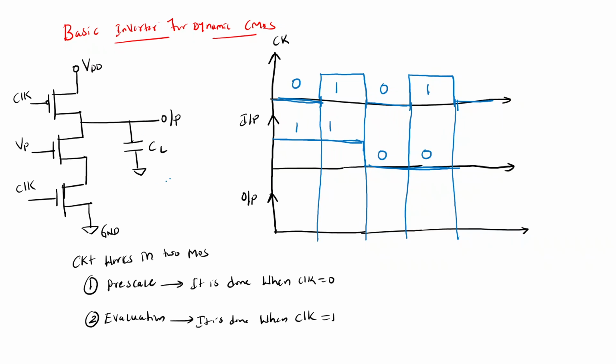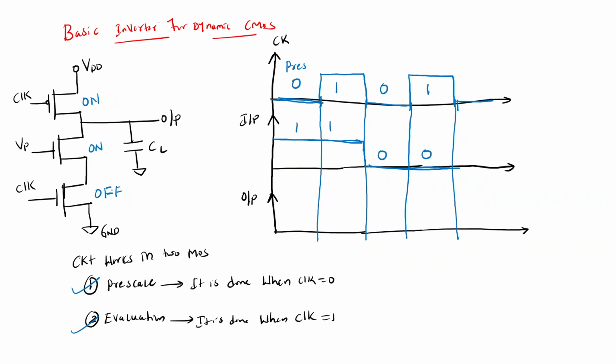Okay, so I told you two modes are there. One is precharge mode and the next one is evaluation mode. In precharge mode you will not get any output, but in evaluation mode you will get the output. So first when clock equals 0, it will operate in precharge mode. When clock equals 0, the PMOS will be on, and you are giving input as 1, so the NMOS is also on, and here clock is 0 means this will be off.